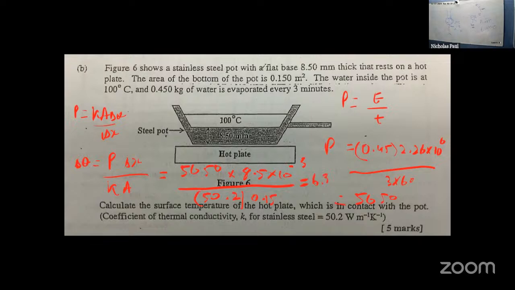6.38, right? Yeah. So the temperature change is 6.38. So what is the temperature here on the hot plate? 100? No, that's the temperature of the water. You add it, right? So you'll get 106.78. Remember the hot plate should be at a higher temperature.